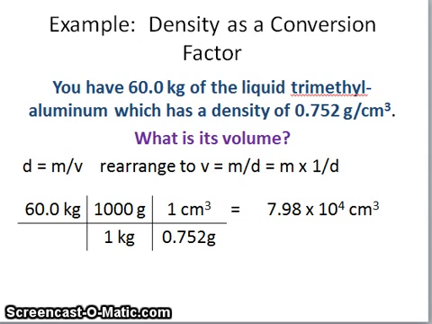Also, working with the factor label method ensures fewer mistakes as the units and numbers are laid out in an organized fashion. Here, where we have 60.0 kilograms of trimethyl aluminum with a given density, we want to solve for volume. Notice how easy it is to see that the units cancel and we end up with centimeters cubed, a unit of volume.